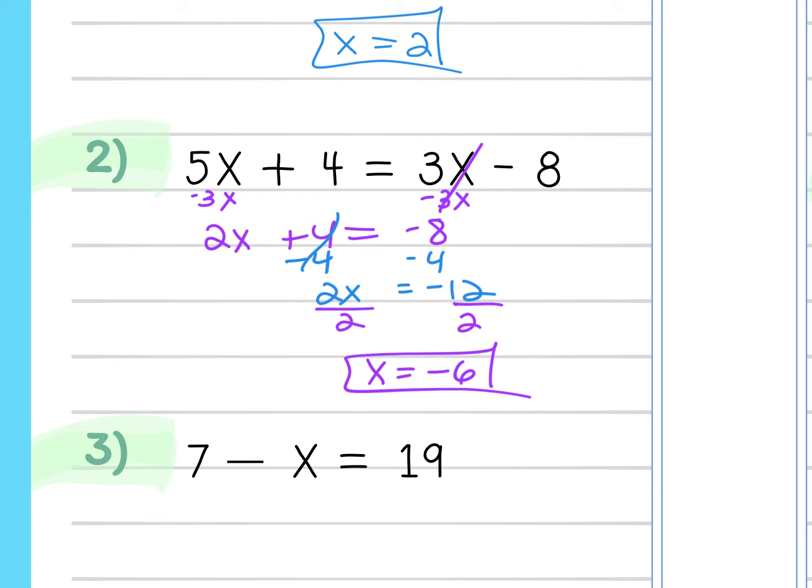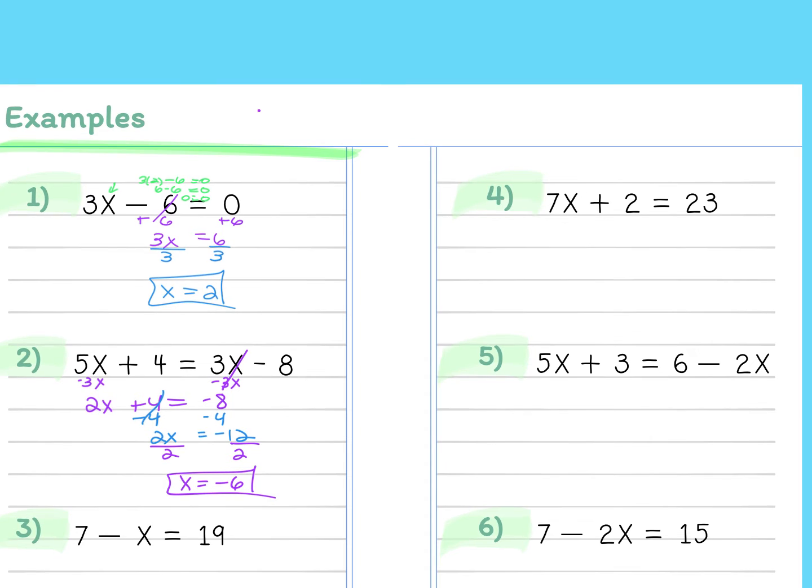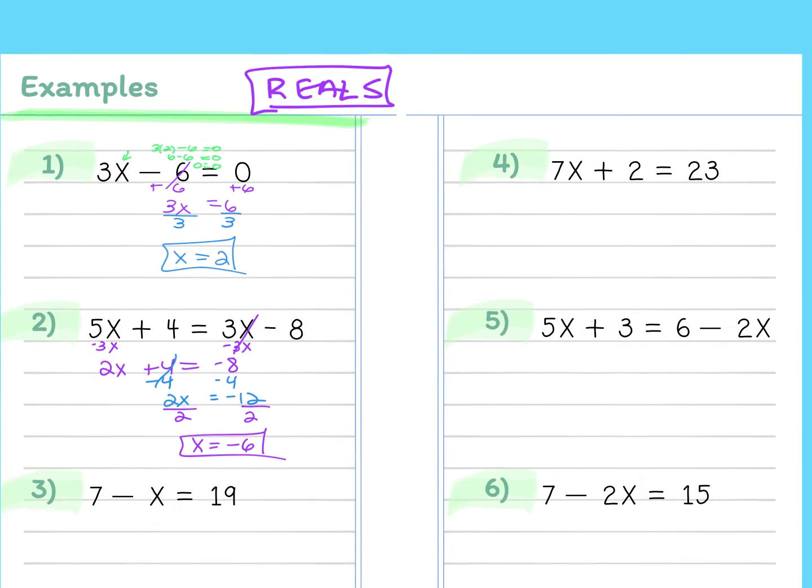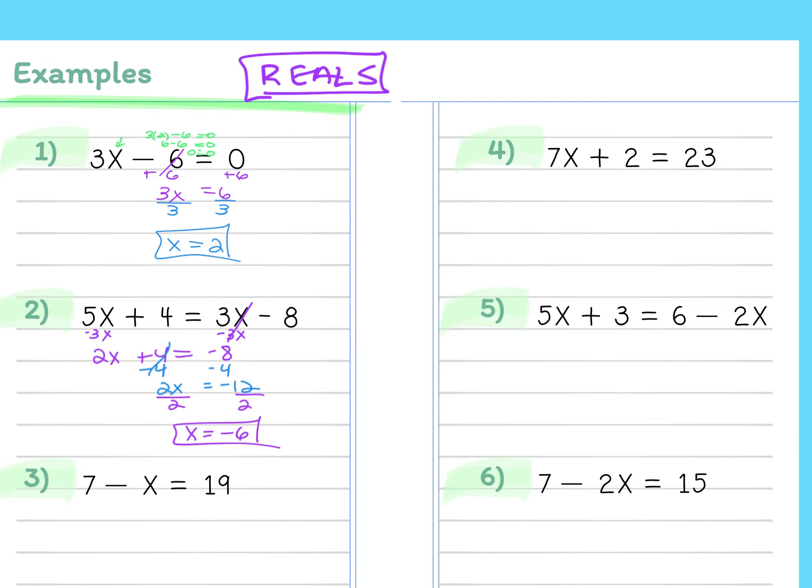Okay, if it's all real numbers, then WebAssign says to write the word reals. Just like that. It says it in the directions, but just to clarify, okay?